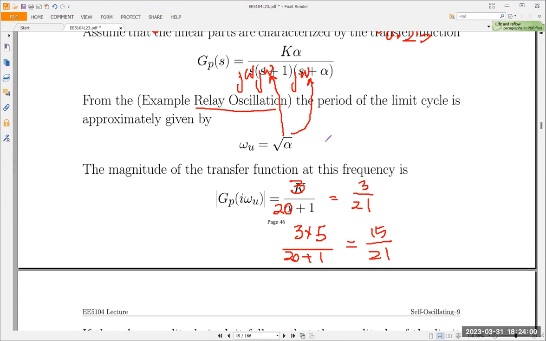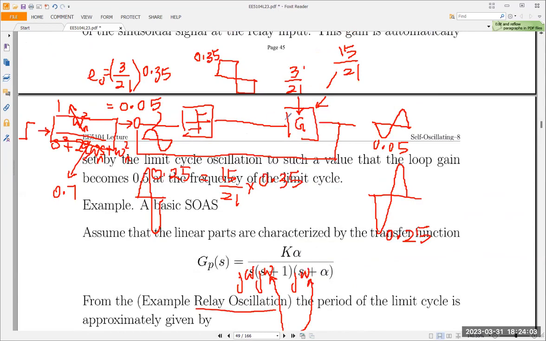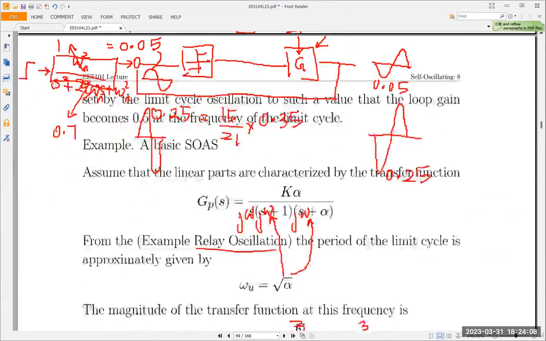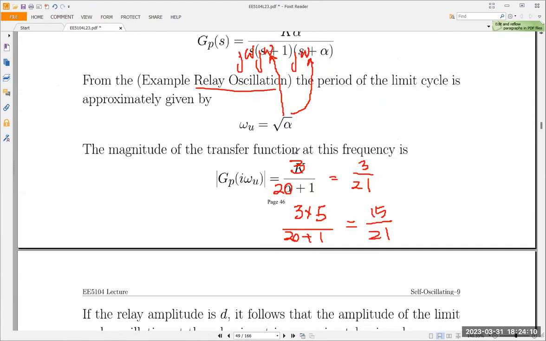So once you have square root alpha, then you look at here at square root alpha, what is the gain here? So you find what is the magnitude here. So since G is given like that, all right, this was obtained in the previous tutorial also. So the magnitude, since alpha in the question is given as 20, K is 3, so you will have 3/21. Then you will have the input, which is 0.35 times 3/21.